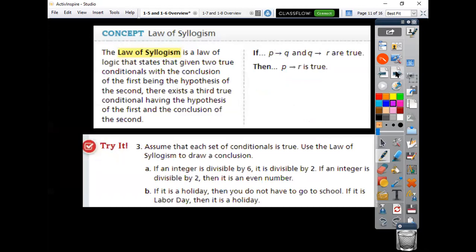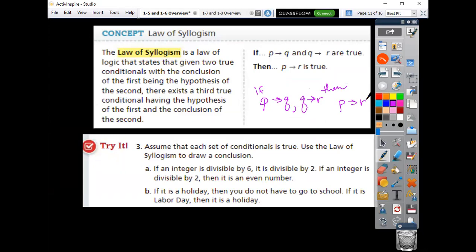Now, law of syllogism, you're going to put things together. So you start with your P, then Q, and then you go on and you say Q, then R. This is like my condition. If these two things, then it follows that P leads to Q, Q leads to R, that P goes directly to R being true as well. And so that's law of syllogism.